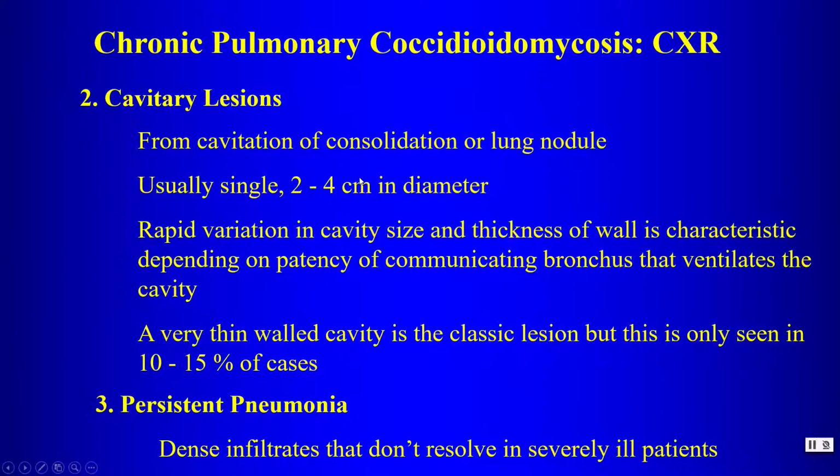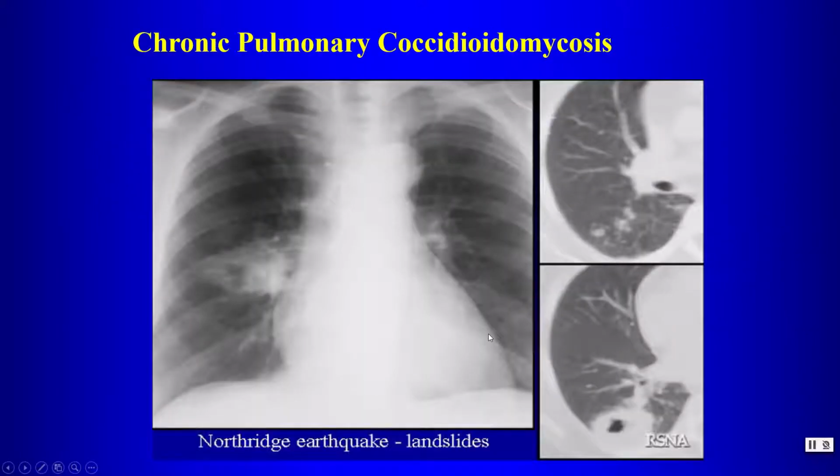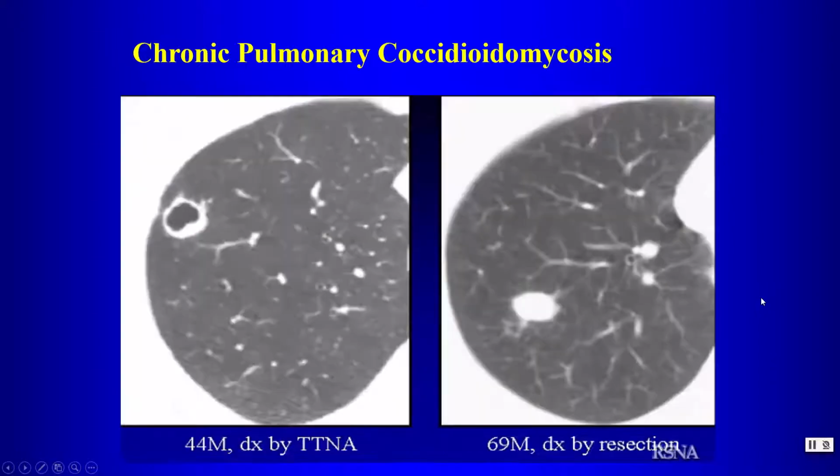We can have cavitary lesions with this infection, and what might be characteristic is a very thin-walled cavity, although that's seen in only 10 to 15% of cases, and then some patients might also develop persistent pneumonias. So here's an example where we have a lesion with cavitation, and then here it is on the CT. We can see that cavitary lesion there. And then here it's a rather thin-walled cavitary lesion.